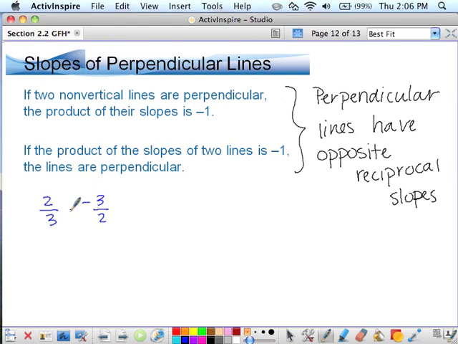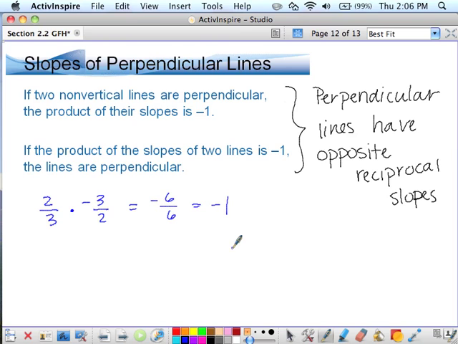Furthermore, if you multiply these two guys together, you would get negative 6 over positive 6, which is negative 1. And that's what your book is saying. Your book is saying that at the end they have to multiply to negative 1. But from a standpoint of just usability, it's easier for us to say that they are opposite reciprocals. That means more to us and allows us to get to the answer a whole lot faster.